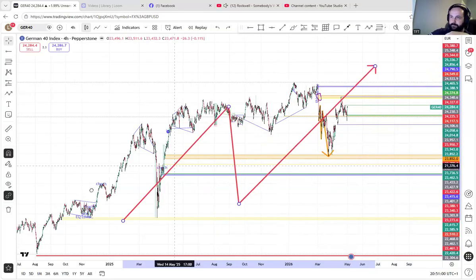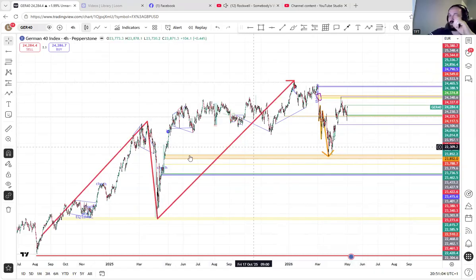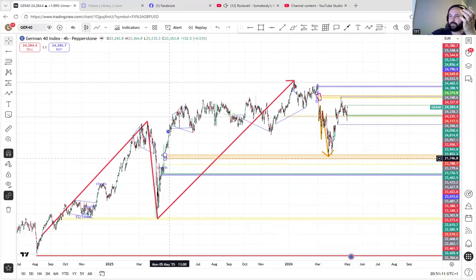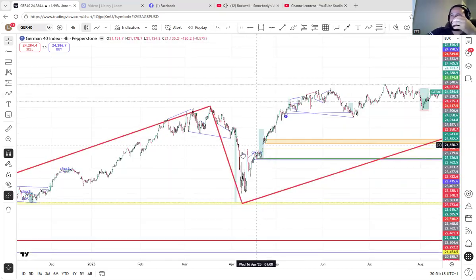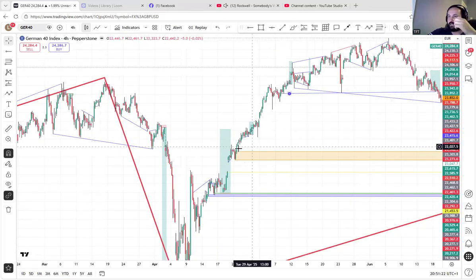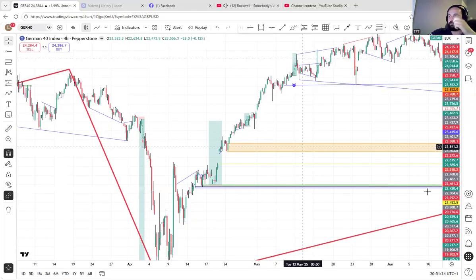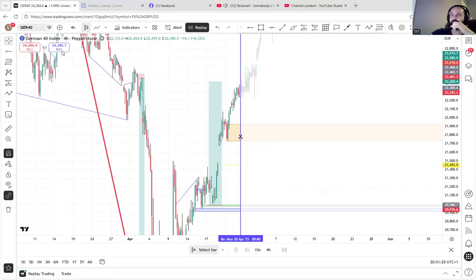It probably looks like I've randomly marked a box here. Obviously, it's tapped this box as well. I'm going to get to the buy in a second. I've marked that one because there is likely some trendline liquidity. Now we're on the 4 hour. It'll change as I drop through the time frames.